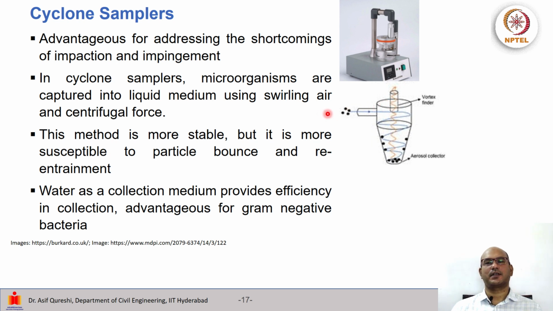The microbes containing air is drawn into the cyclone, and then the air takes a number of turns and impacts on the side of the cyclone. When these particles are striking the corner or the edges of the cyclone, they will lose the energy and then come down where they are collected into a medium, and the air which is now free of these particles can go out of the cyclone sampler.